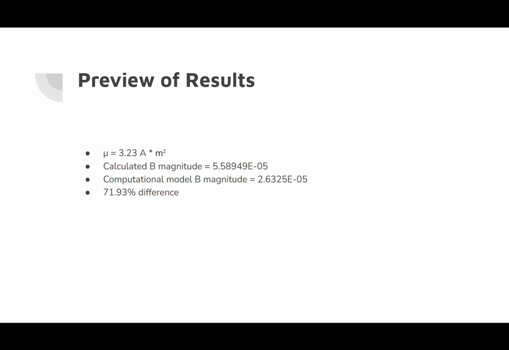Preview of the results. Our main calculation we needed was mu, the magnetic moment, which is 3.23, and our calculated B value is 5.60 e to the negative fifth, and our computational model gave us 2.63 e to the negative fifth, which is about a 72% difference, and we'll get into how we exactly got this.